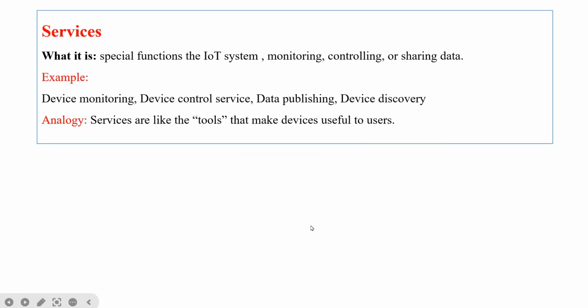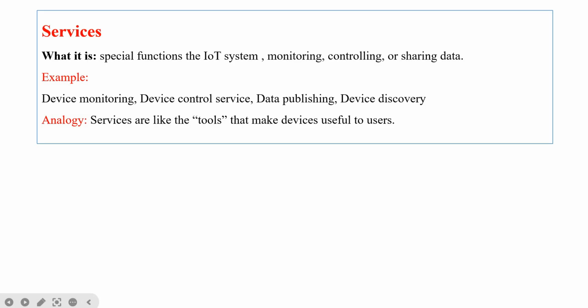Then next come the services. Services are the special functions the IoT system provides for monitoring, controlling or sharing of data. You can think of an IoT system which uses various types of services, such as device monitoring, device control, data publishing or device discovery.